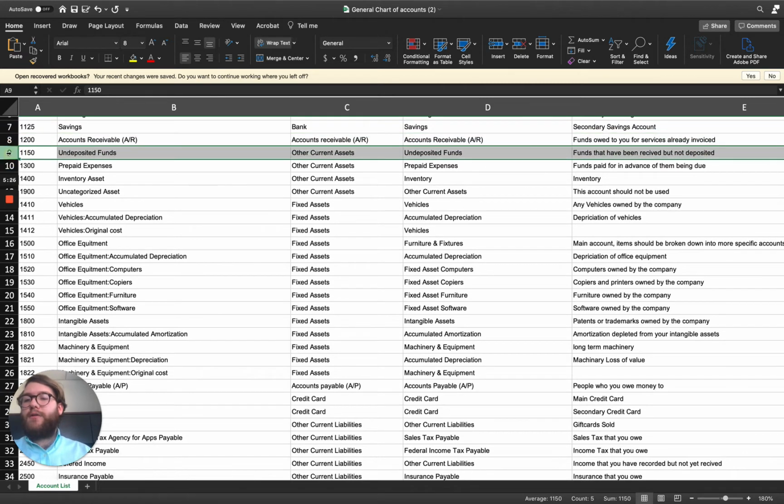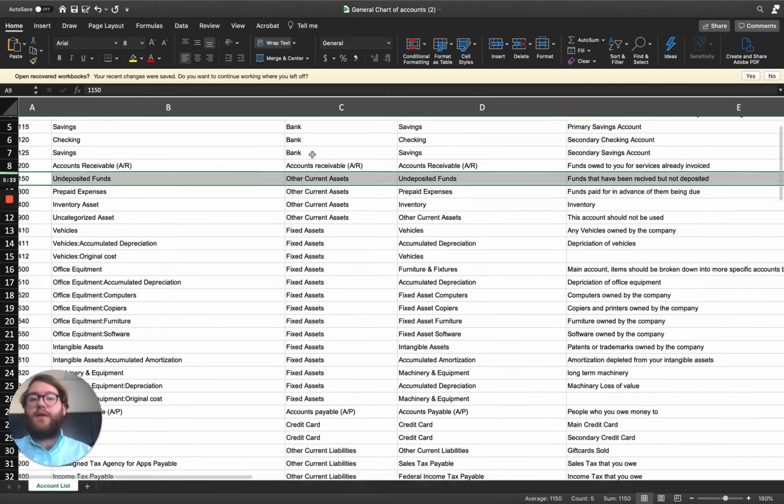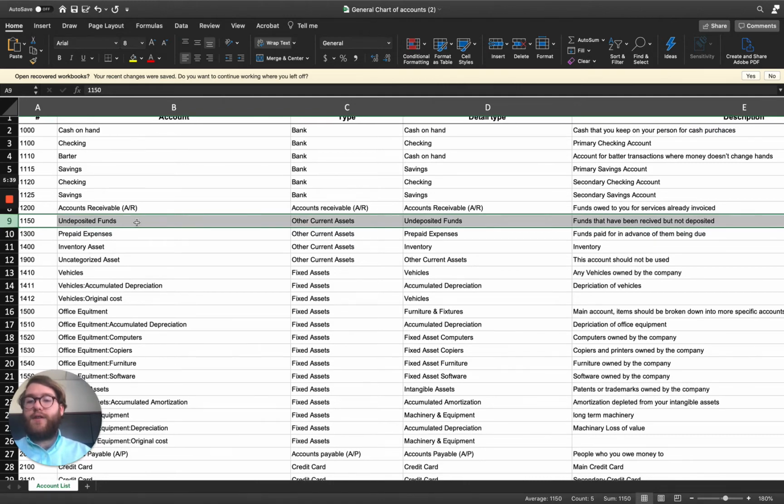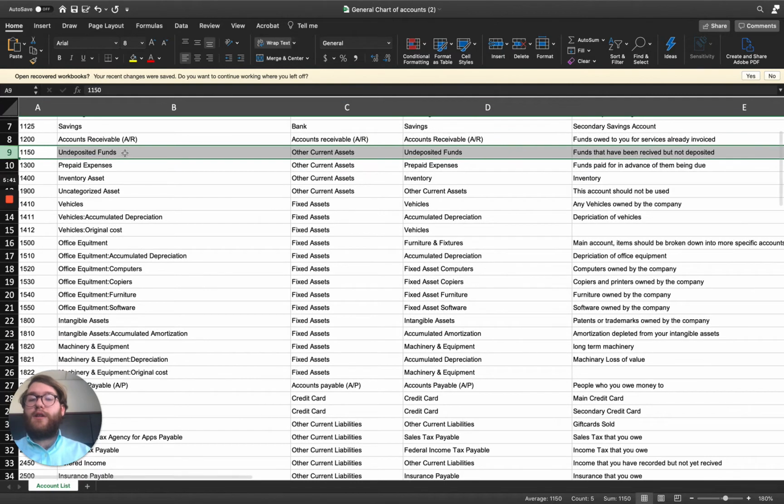Then we have undeposited funds. Undeposited funds is when you receive payment, those are not immediately going into your bank account. You may hold on to that check for a few days. So that's what undeposited funds are. This is a requirement in QuickBooks, and many other accounting systems require this. So we always leave this in.